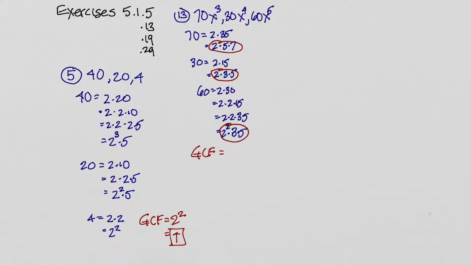So our greatest common factor of these 3 numbers is going to be 2 times, now the 3 doesn't work because the 3 is not up here. It's here and here, but not here. So the 3 is not common.